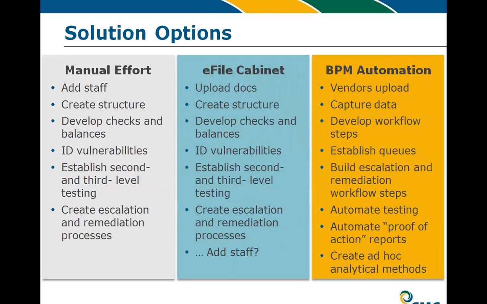So what are the options? We could continue with the manual effort, and what I've heard some people are doing is they're adding staff, creating these new structures. As they add staff, that means you have to add more checks and balances. As you add more checks and balances, that second level and third level of compliance means I need to identify the vulnerabilities and create tests for both second and third level views. And within all of that, I've got to create a structure for escalation and a structure for capturing their remediation, and that also involves staff.